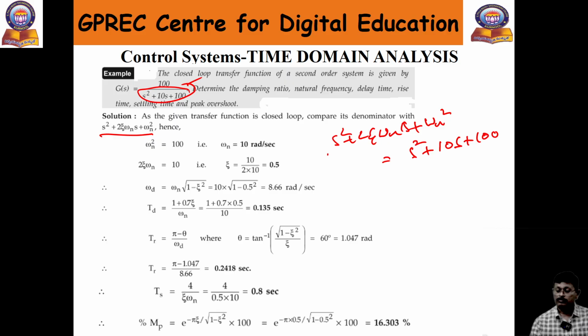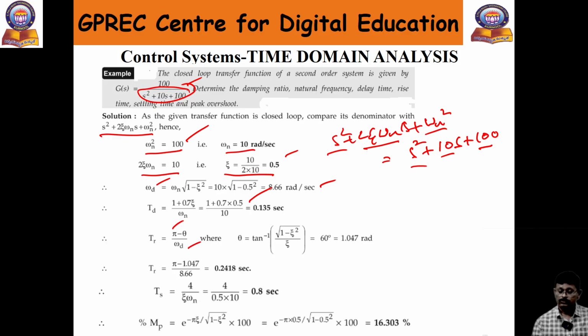Okay, s term. Then take 2 zeta omega n equal to 10. So 2 zeta omega n is 10, and omega n square is 100. So omega n equal to 10. With 2 zeta omega n equal to 10, find out the zeta value. Then after getting omega n and zeta value, you can find out omega d, omega n into root of 1 minus zeta square. Then td, the delay time, equals 1 plus 0.7 zeta by omega n. Substitute all the values. Then tr equals pi minus theta by omega d.